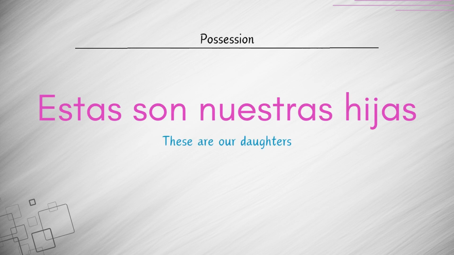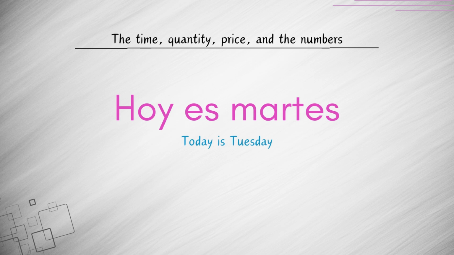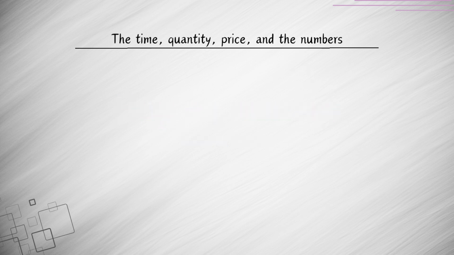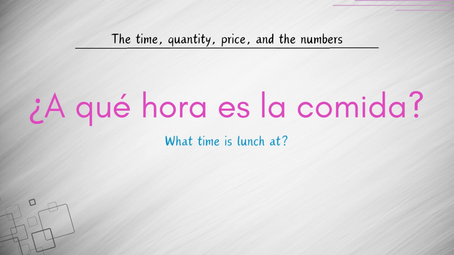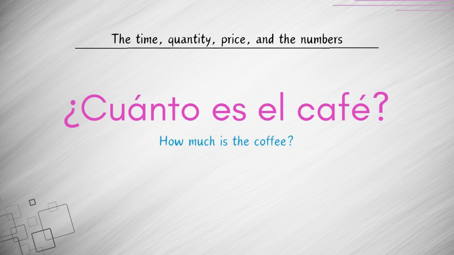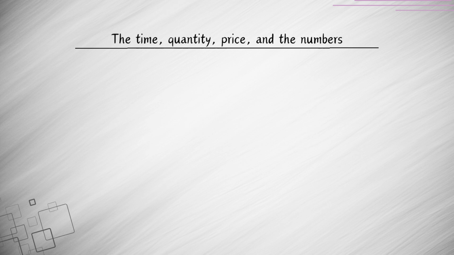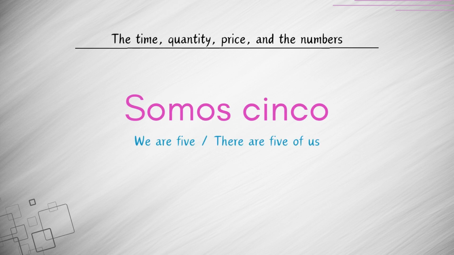These are our daughters. With the verbo ser, you can tell the time and you can state quantities, prices, and the numbers. For example, hoy es martes. Today is Tuesday. ¿A qué hora es la comida? What time is lunch at? Son varias toneladas. It's several tons. ¿Cuánto es el café? How much is the coffee? Son 2 euros. It's 2 euro. Somos 5. We are 5. There are 5 of us.